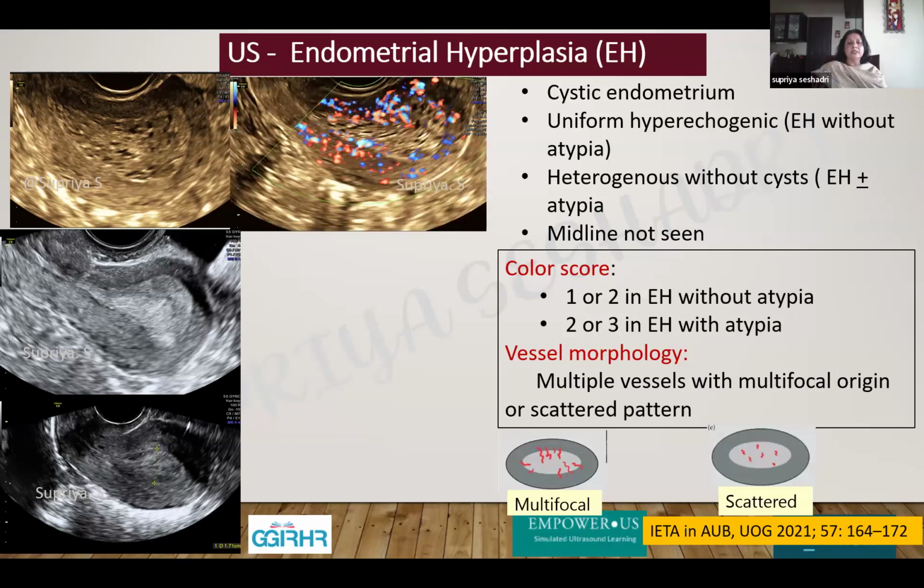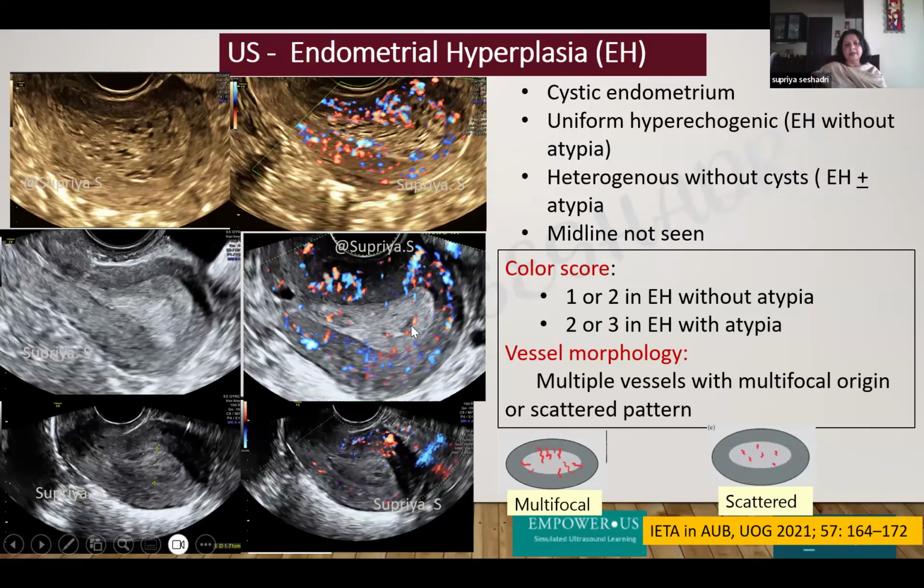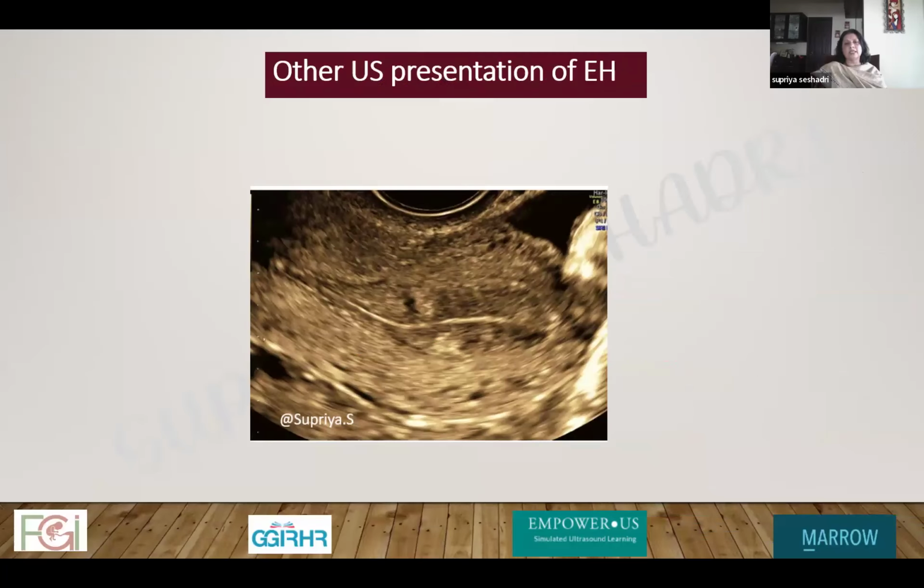And the pattern here is what is called multiple vessels with multifocal origin, in the sense, if you can make out in this image, you see parallel vessels crossing the EMJ and entering the endometrium. On the other hand, you see the specks inside the endometrium. So this is called the scattered vascularity. There may be a color score of 1, which means no flow at all. So 1 or 2 go in favor of without atypia, and a color score 2 or 3 is in favor of endometrial hyperplasia with atypia.